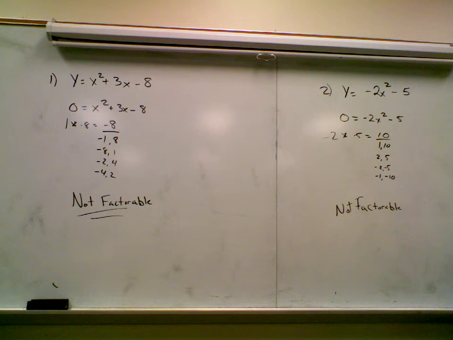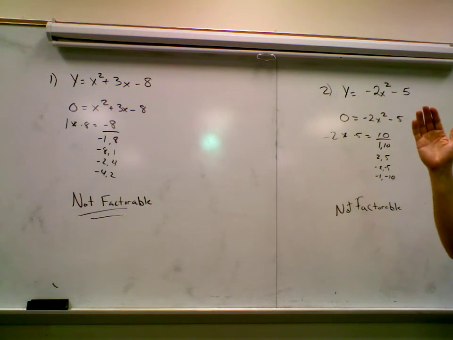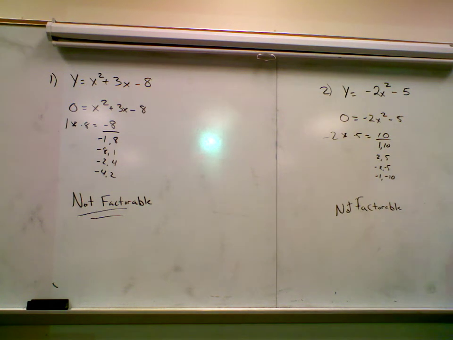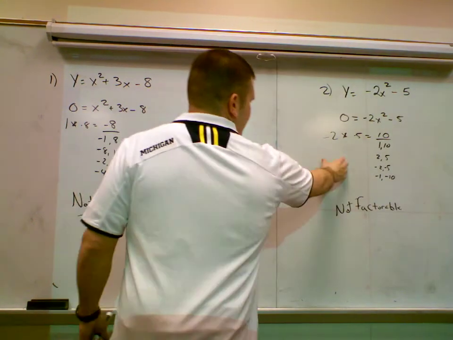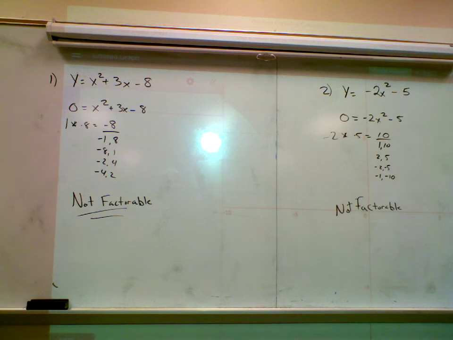One reason it's not factorable is there are no intercepts. It never crosses the x-axis. That's one possibility. The other possibility is it crosses at a decimal. Because these are whole number factors, right? So if we cross at a decimal, then that's their possibility.